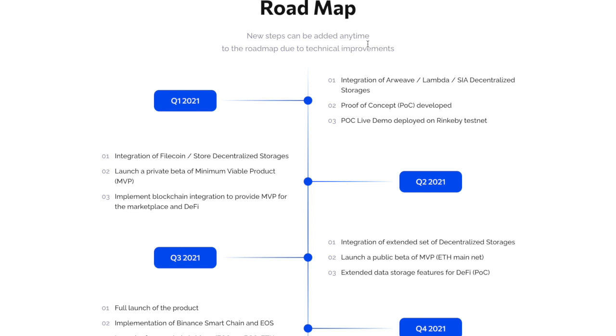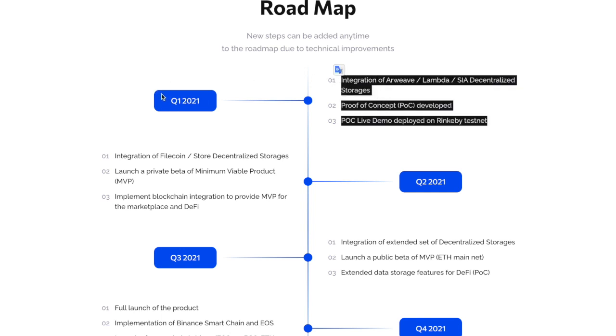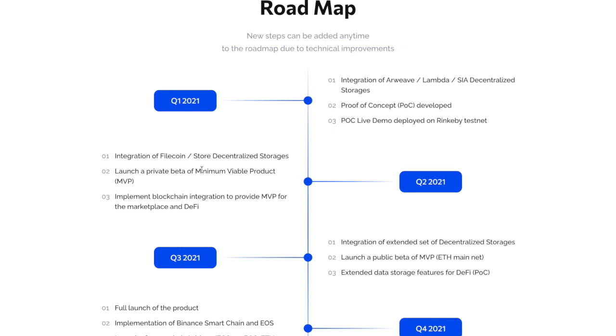New steps can be added at any time to the roadmap due to technical improvements. Q1 of 2021. Now we're in May. Q1 is gone. It's long gone. Integration of Avi, Lambda, SIA, decentralized storage, proof of concept developed, and POC live demo deployed on Ring B testnet. These have all been accomplished because Q1 has already passed. Now we're looking at Q2.